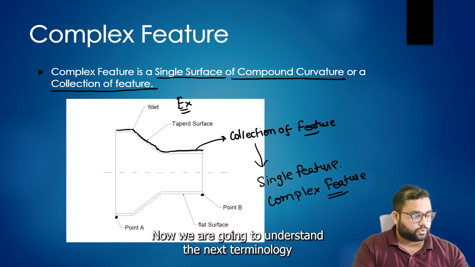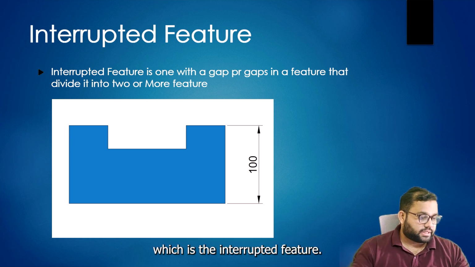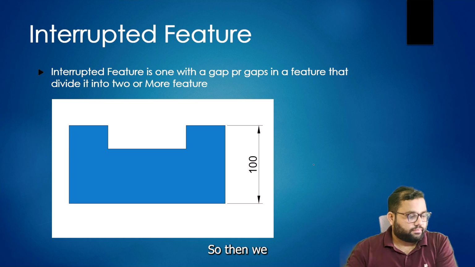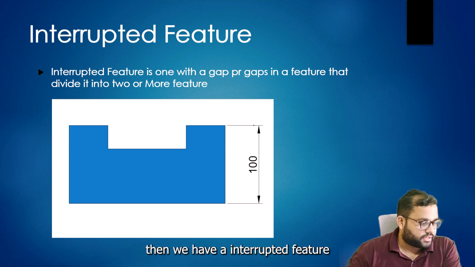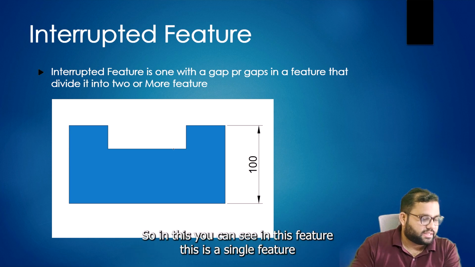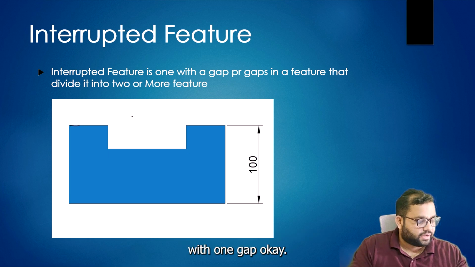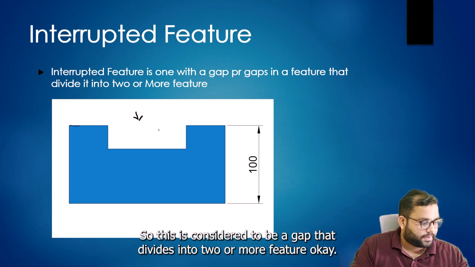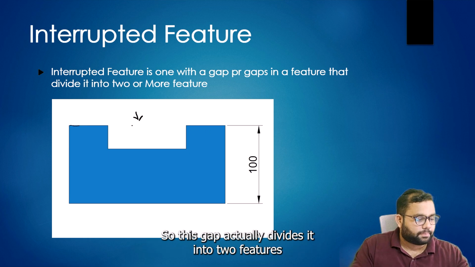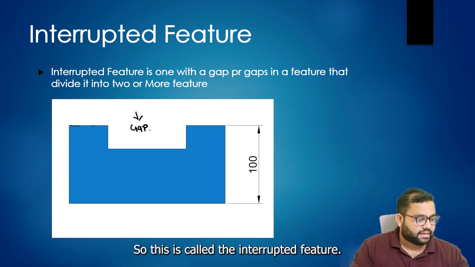Now we are going to understand the next terminology, which is the interrupted feature. An interrupted feature is nothing but a feature with one gap. In this you can see a single feature with one gap, and this gap divides it into two features, this surface and this surface, as individual features. So this is called the interrupted feature.